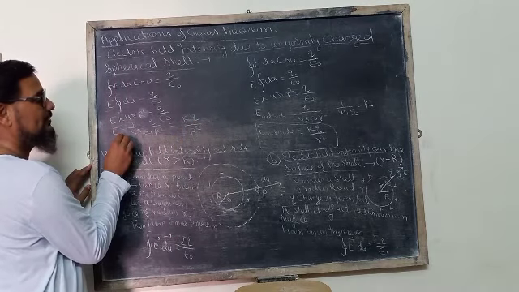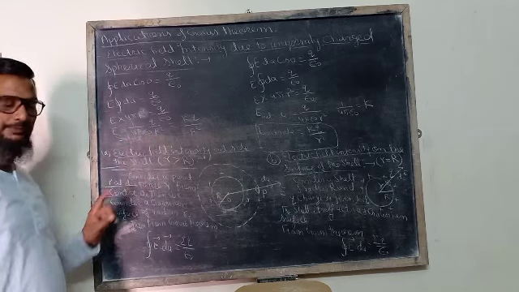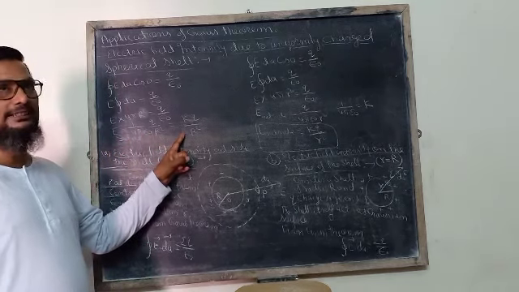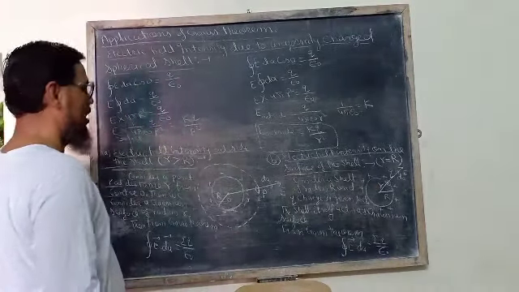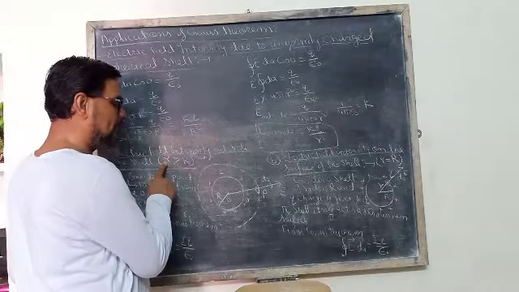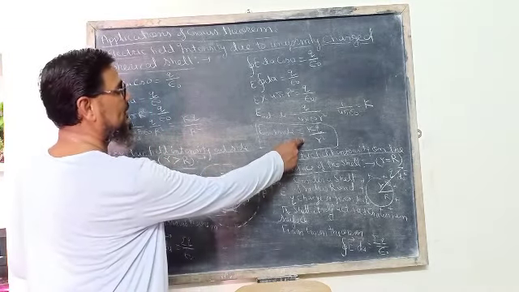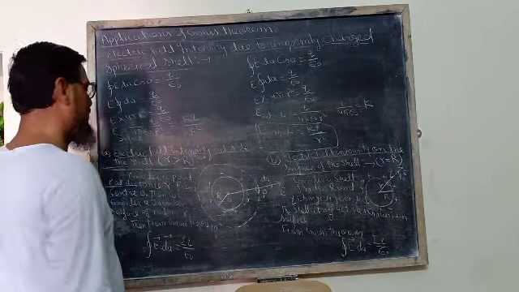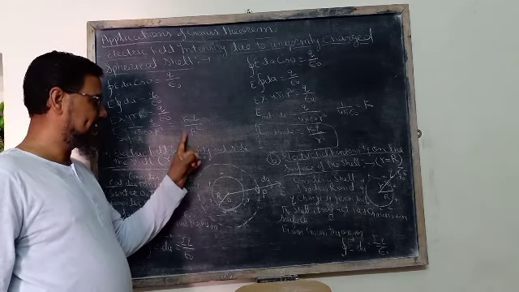This is the electric field intensity on the surface of the shell, and this is the maximum electric field intensity, which is obtained on the surface of the shell. Outside the surface, since small r is greater than capital R, in this case the electric field intensity will be smaller than the electric field intensity on the surface of the shell. So this is the second case.